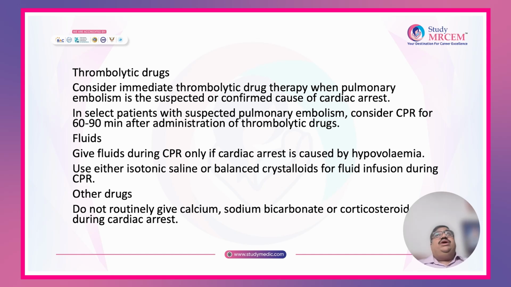So you are having a low ETCO2. You have tried for the quality of CPR. You have improved the quality of CPR. Still, the ETCO2 is less than 13, and there is a high risk for PE. You can think about a PE, and you can even thrombolyze. Even that holds good for myocardial infarction. In selected patients with suspected pulmonary embolism, consider CPR for 60 to 90 minutes after administration of thrombolytic drugs.